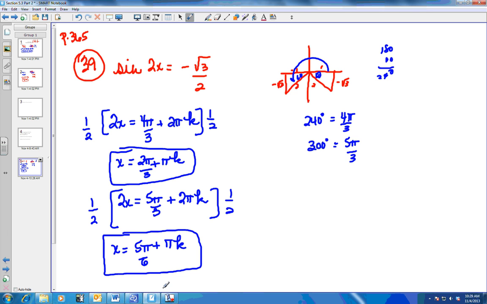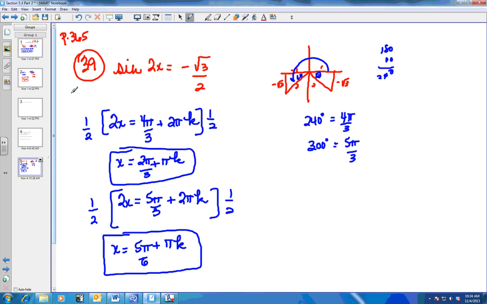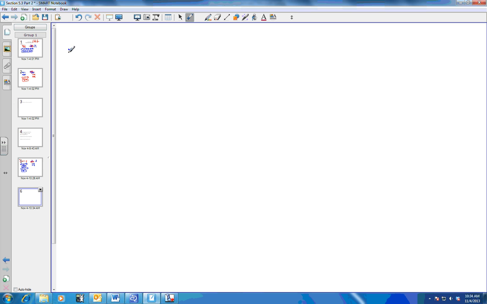Okay, we're going to do one more together. Number 41. Okay, so let's do one more. Let's do 41. Okay, 41 is 2 sine squared 2x equals 1. So we're going to solve for sine first. So I'm going to divide by 2. Sine squared 2x equals 1/2.